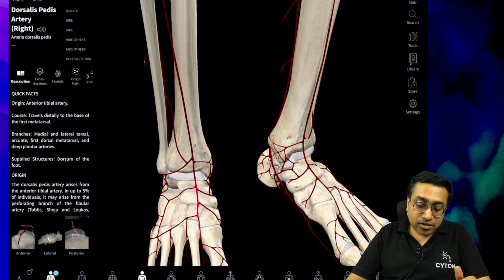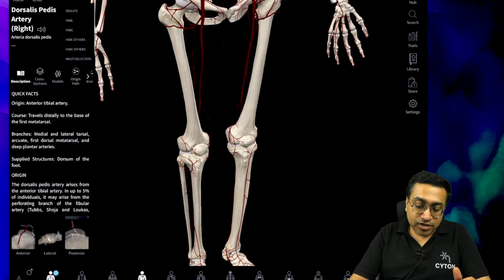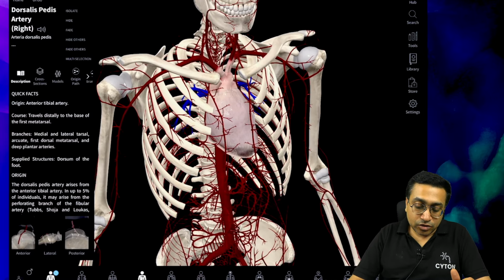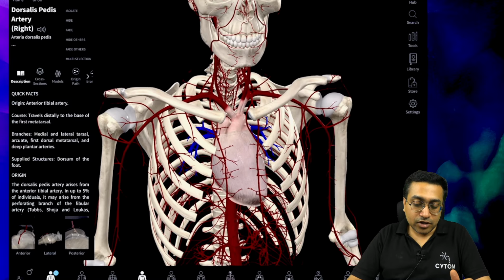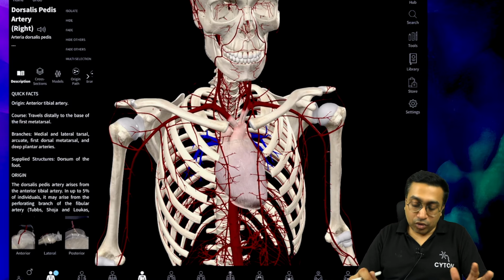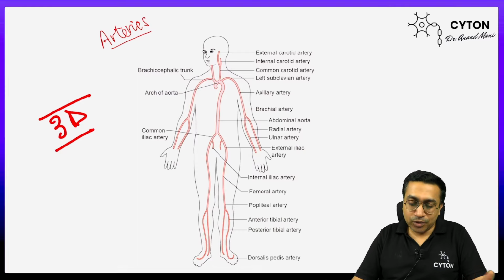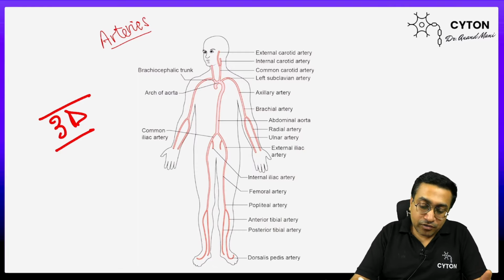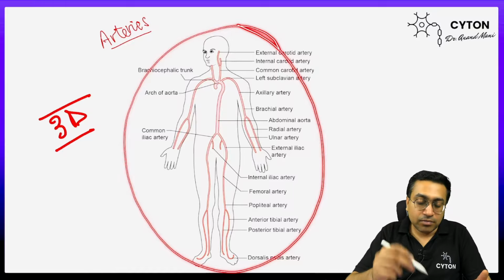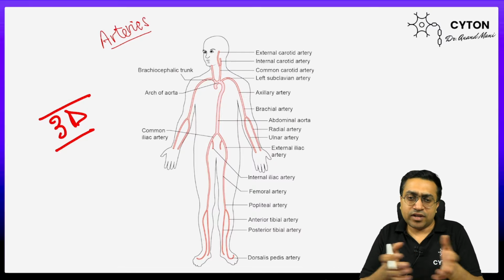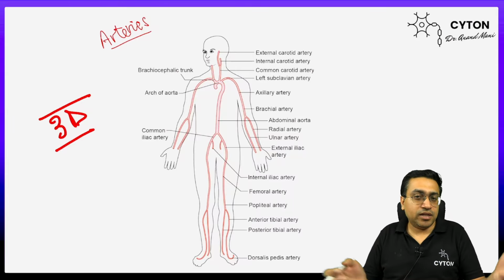So these are the major vessels which are supplying the upper limb, lower limb, and head and neck region, thorax, abdomen, and pelvis. So I hope now you have understood all these vessels. So if I take you back to this boring 2D image, okay, the same arteries which we have discussed, you can find on this same image as well. Okay, I hope that is much better and understandable rather than just looking at this plain image, right?